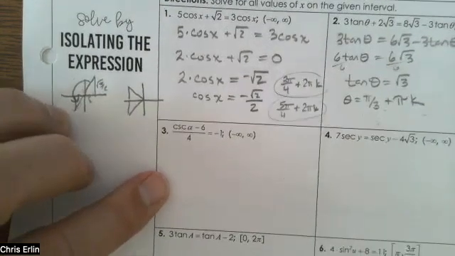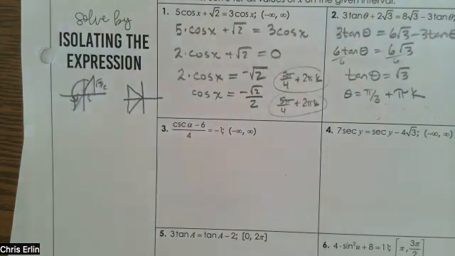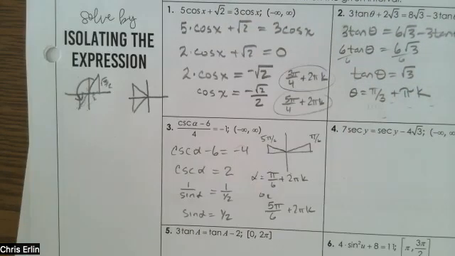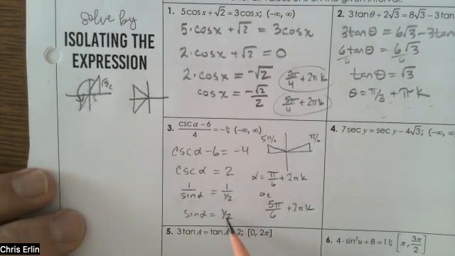Why don't you guys try number 3 now, please? Do that one yourself. So if the cosecant is 2, then the sine is 1/2.